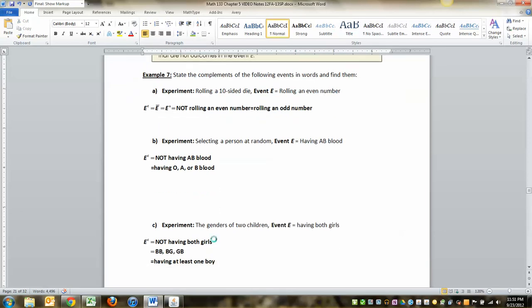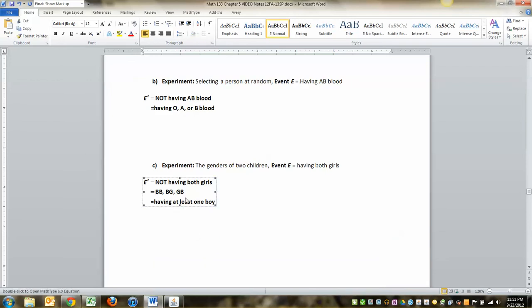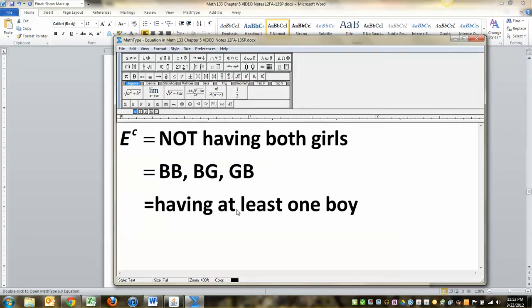All right, what about children? Now this one gets a little interesting, so pay attention. If event E is you have both girls, right? So you have 2 kids, they're both girls. The complement means you do not have 2 girls, which means it could have been boy-boy, it could have been boy-girl, or it could have been girl-boy. So that means that the complement of having both girls is having at least 1 boy. If I could find, there it is.